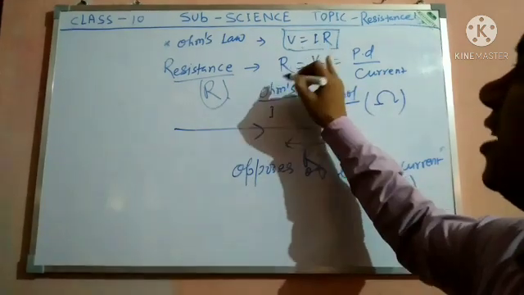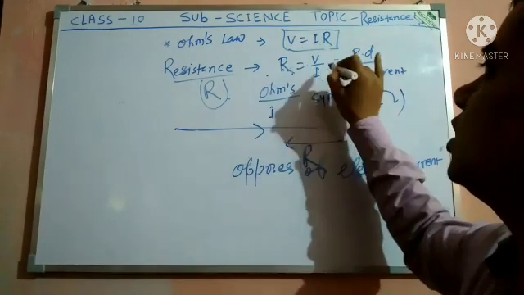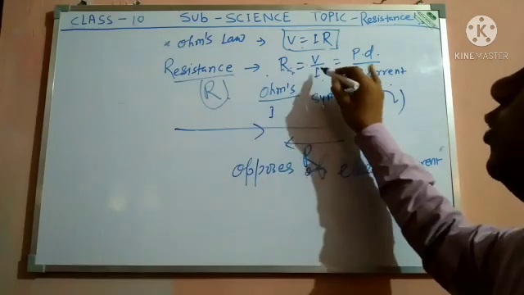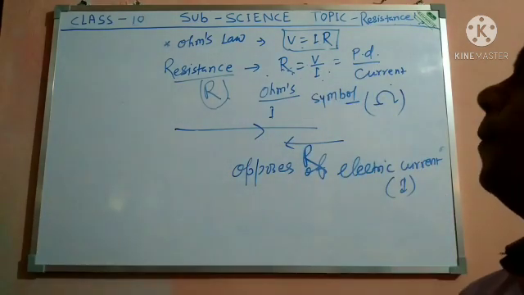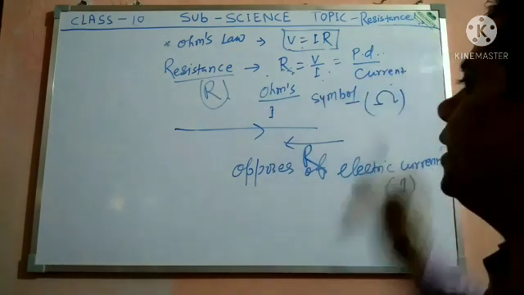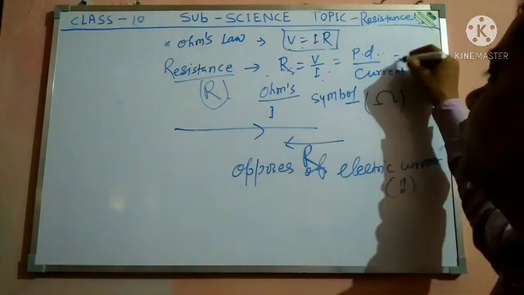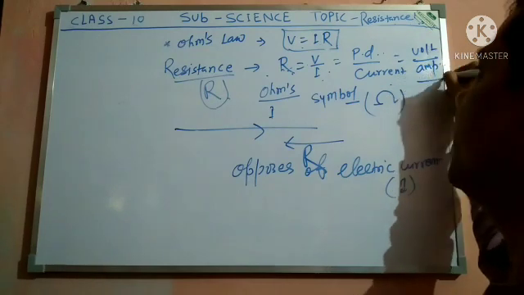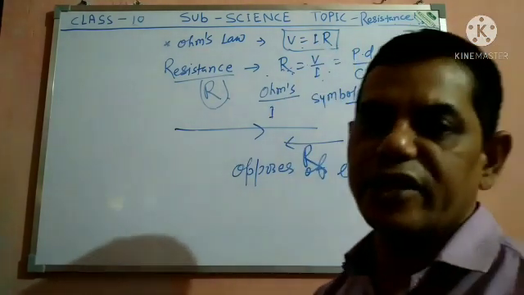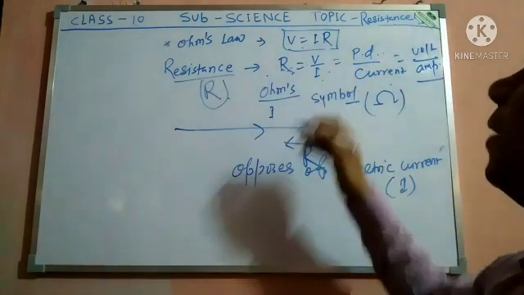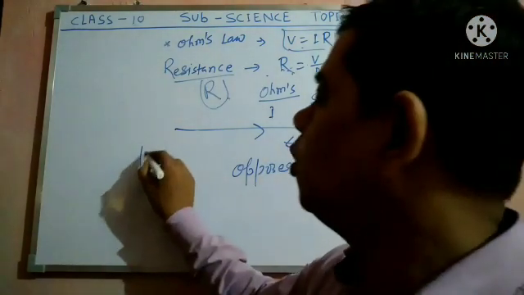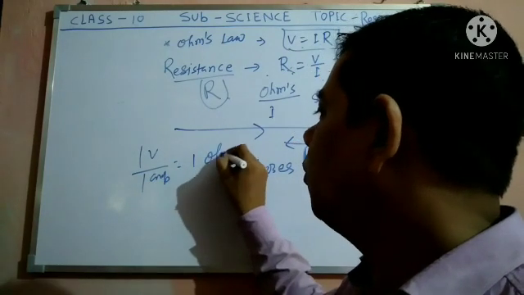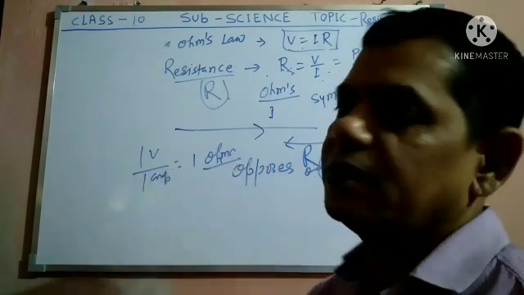So resistance R is equal to potential difference divided by current, R = V/I. The unit of potential difference is the volt and the unit of current is the ampere. Volt per ampere is the unit of resistance. So 1 volt by 1 ampere is 1 ohm. That is resistance.